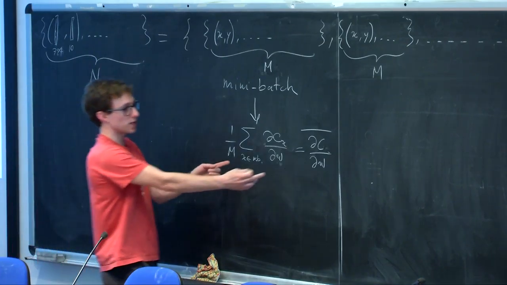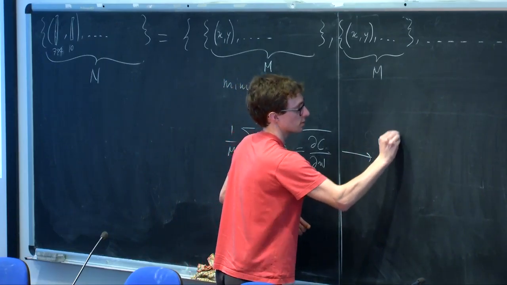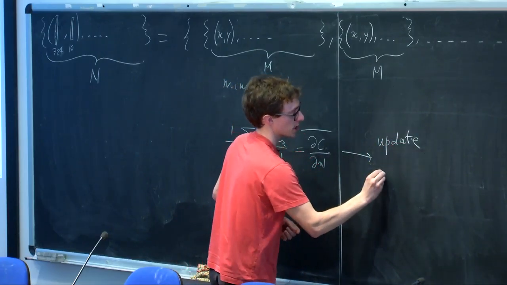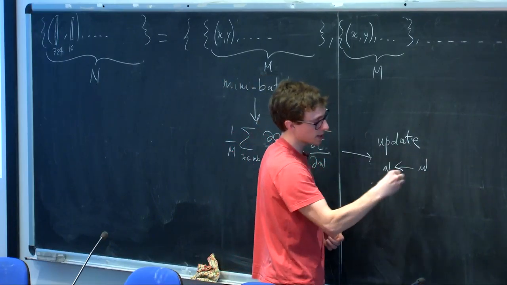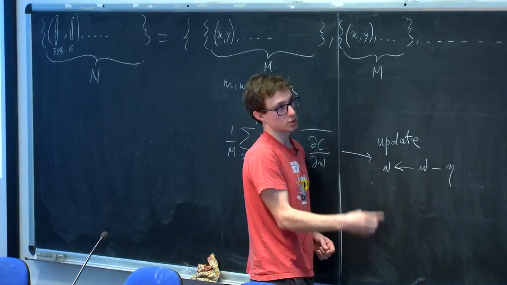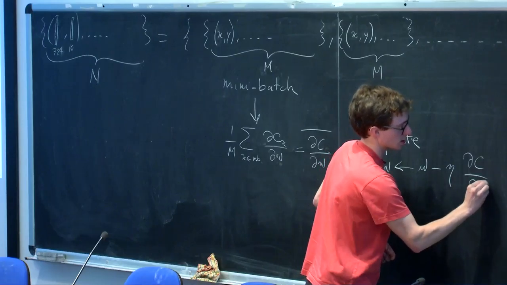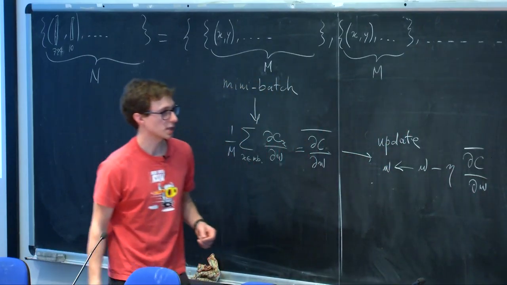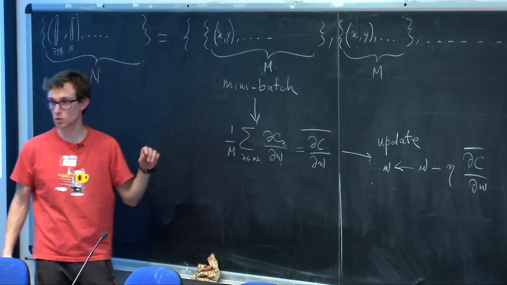So once you have taken this, you do the update. As we said, W is assigned the old W minus a certain small enough number, eta, times this mini batch estimate of the gradient. So this is going to be the algorithm.